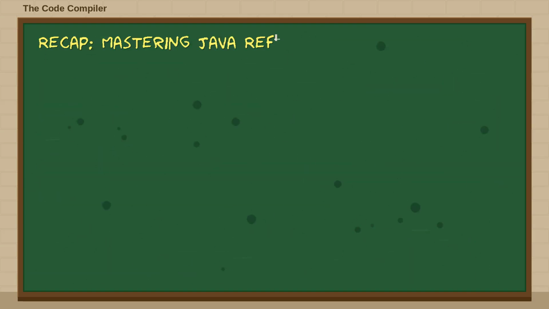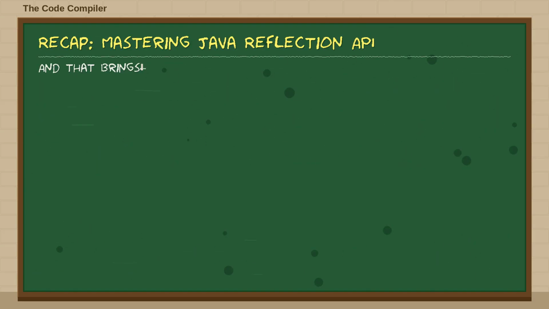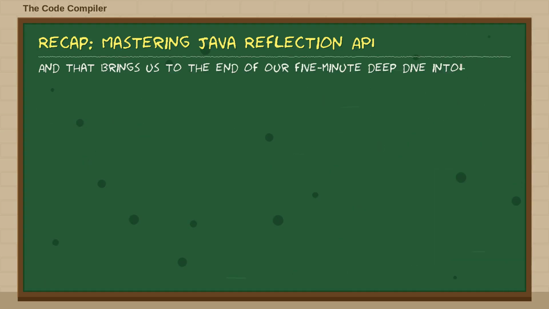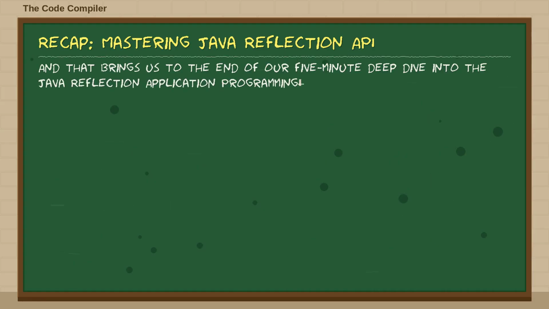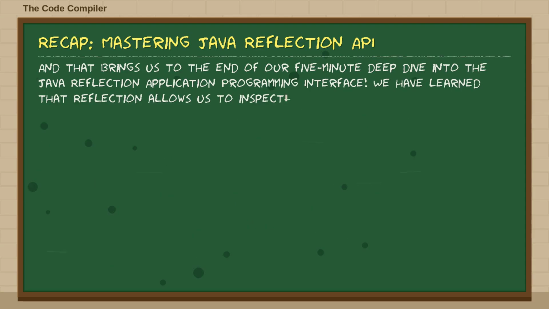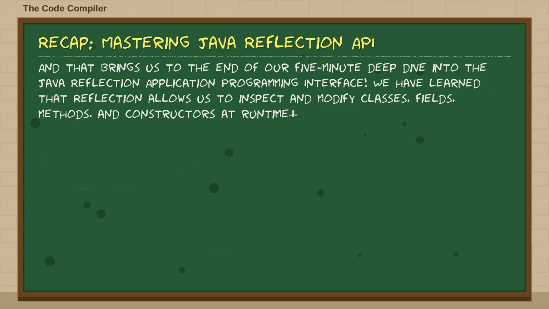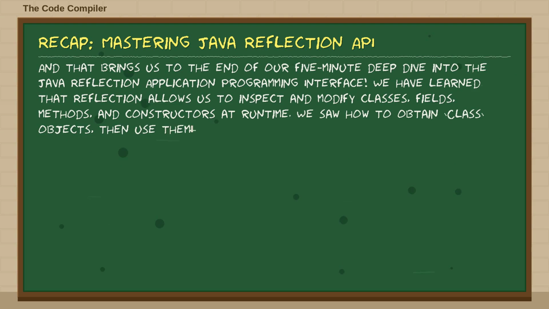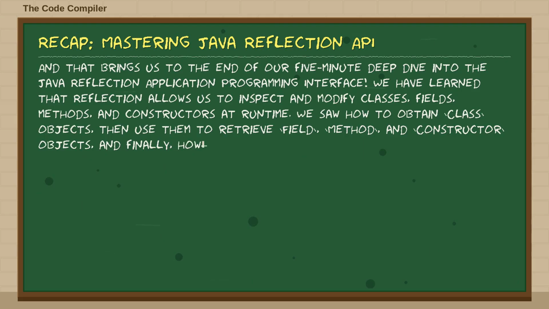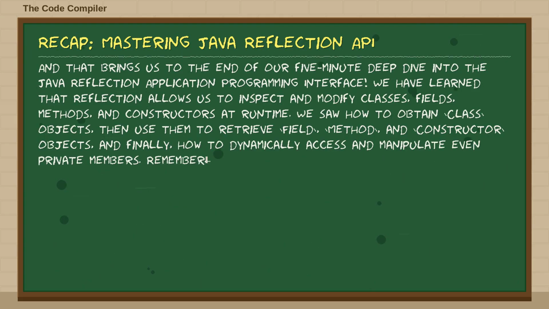And that brings us to the end of our 5-minute deep dive into the Java Reflection Application Programming Interface. We have learned that reflection allows us to inspect and modify classes, fields, methods, and constructors at runtime. We saw how to obtain class objects, then use them to retrieve Field, Method, and Constructor objects, and finally, how to dynamically access and manipulate even private members.